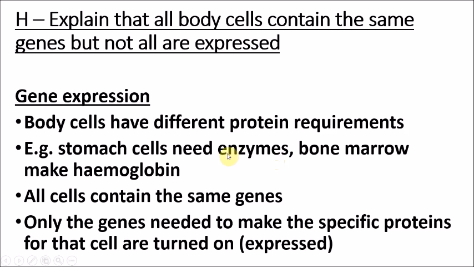Okay, the next thing we're going to talk about is gene expression. Now, it's very simple. Basically, every cell in your body, apart from your gametes, is going to have 46 chromosomes, and it's going to have a lot of genes.